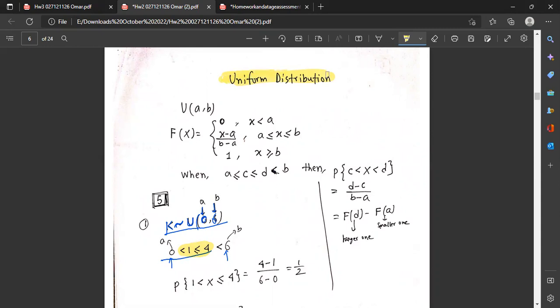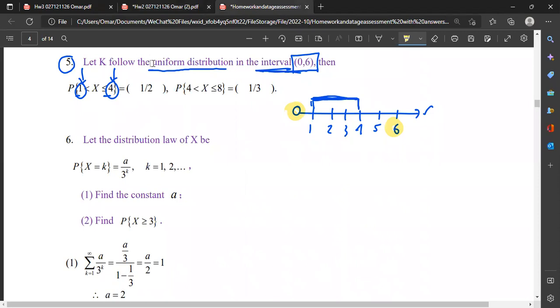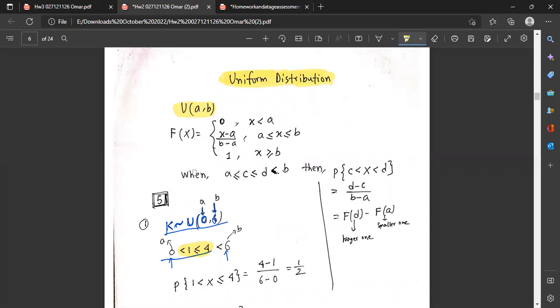Yeah. Thank you. So firstly, we're going to learn the uniform distribution, and we represent it as U, and the parameter is A, B, okay? And here in question number 5, you can see that let K follow the uniform distribution, and the parameter is given here, interval 0, 6. So that's why here we let our uniform distribution have parameter A, B. So here A is 0, and B is 6.